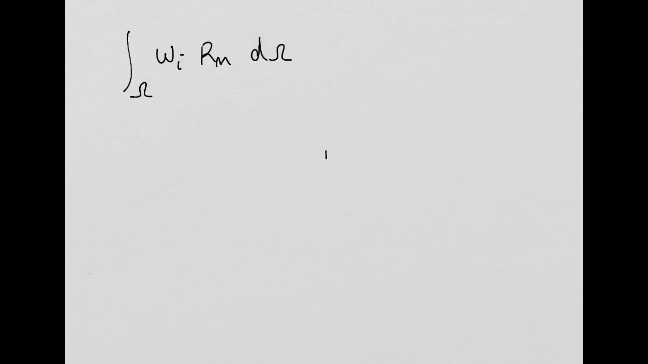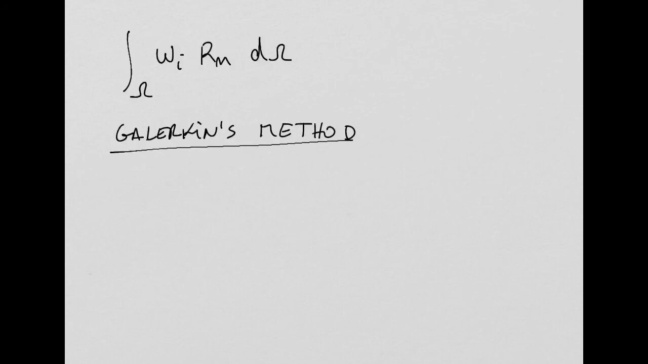This weighting function, there are different methods, but I'm going to just talk here about the most used method in FEA, which is the Galerkin's method, all right? So, Galerkin. What Galerkin says is that your weighting function is equal to your shape function. That's it.